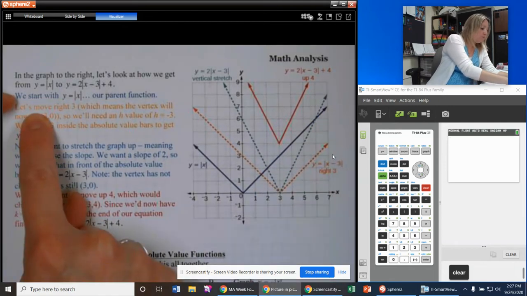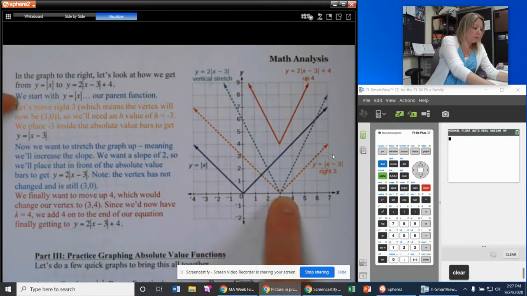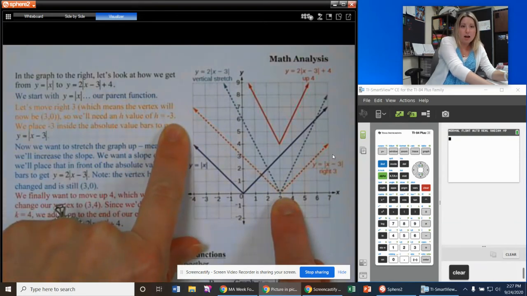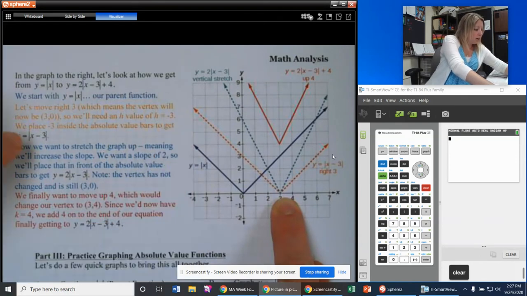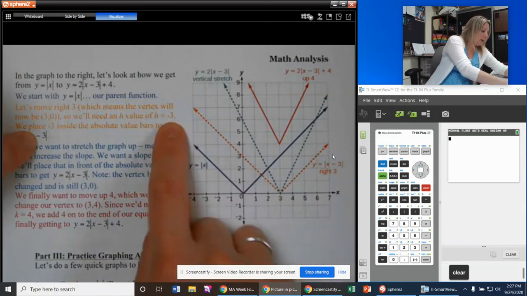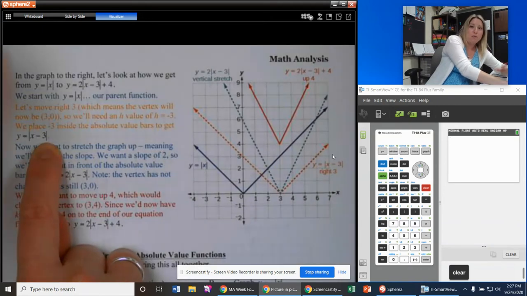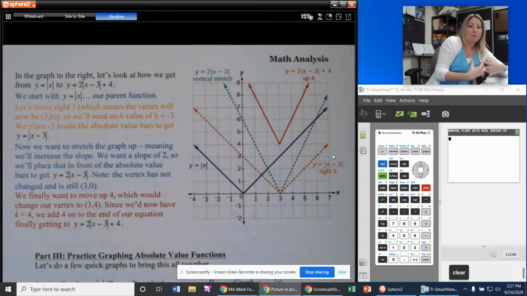Now what I'm going to do is I'm going to move this function right 3. Okay, that means that what I do is I put in a value of -3 inside the absolute value bars. And the reason I say that is because remember, the basics of that function have to have an x minus h on the inside, h being the x value of our vertex. So if I need this to be a +3 and it's going to be minus in here, I insert a -3 right there. Boom, now all of a sudden, you're going to have a +3 that's coming out.